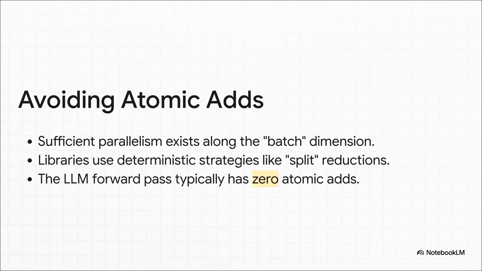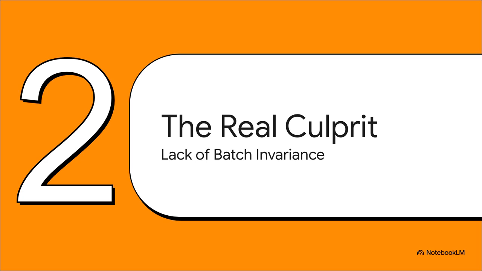So why is that torch.mm call so stable? Well, it turns out that modern deep learning libraries are incredibly clever. They go to great lengths to avoid the main source of hardware non-determinism, which is something called atomic adds. Instead of having a bunch of threads race to update a single value, they use structured deterministic methods. And for a typical LLM forward pass, there's just so much parallelism across the batch that they don't even need to use those messy atomics. The culprit isn't inside the kernel's execution. So, if a single kernel execution is deterministic run to run, we need to look higher up the stack.